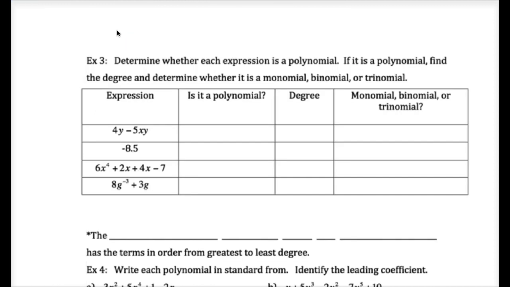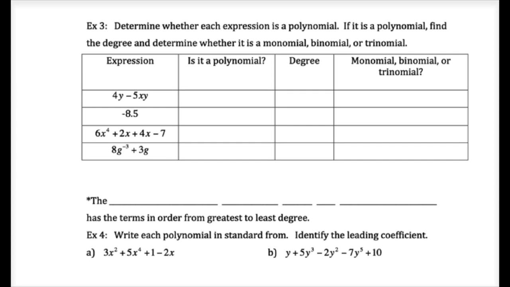Okay, next you might have to flip back and forth to talk about the degree and/or if it's a monomial, binomial, or trinomial. Determine whether each expression is a polynomial. So you can write yes or no in that second column there. If it's a polynomial, find the degree. Put the degree in the third column. And then decide if it's a monomial, a binomial, or a trinomial in that last column. Okay? All right. 4y minus 5x.